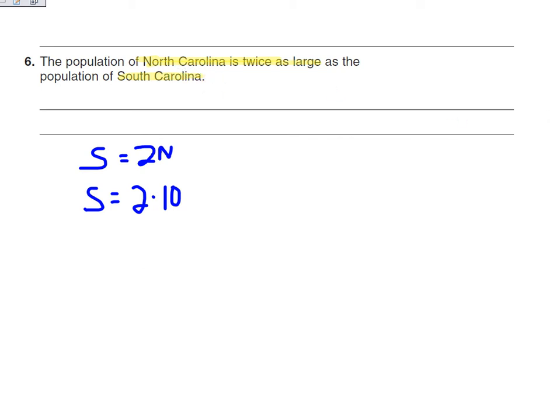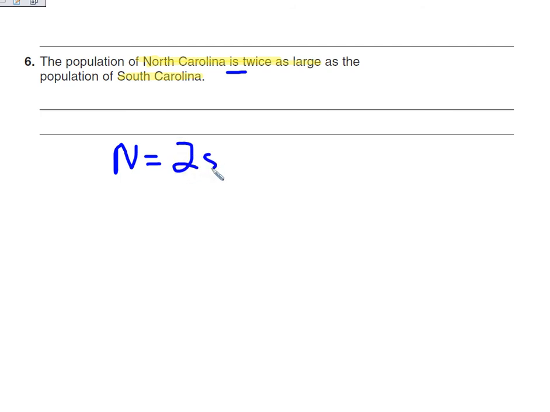We had an example in class that was sort of on the right track. So let's rethink this. North Carolina is, and look at that word, is. So North Carolina equals 2S, 2 times the size of South Carolina. Let's say South Carolina had 10, North Carolina would have 20. If South Carolina only had 100 people in it, North Carolina would have 200. So it's South Carolina times 2 that gives me North Carolina. You always got to look where that is, and that will help you out. So number 6 is N equals 2S, or N equals S times 2. I like to write it the algebraic way here.